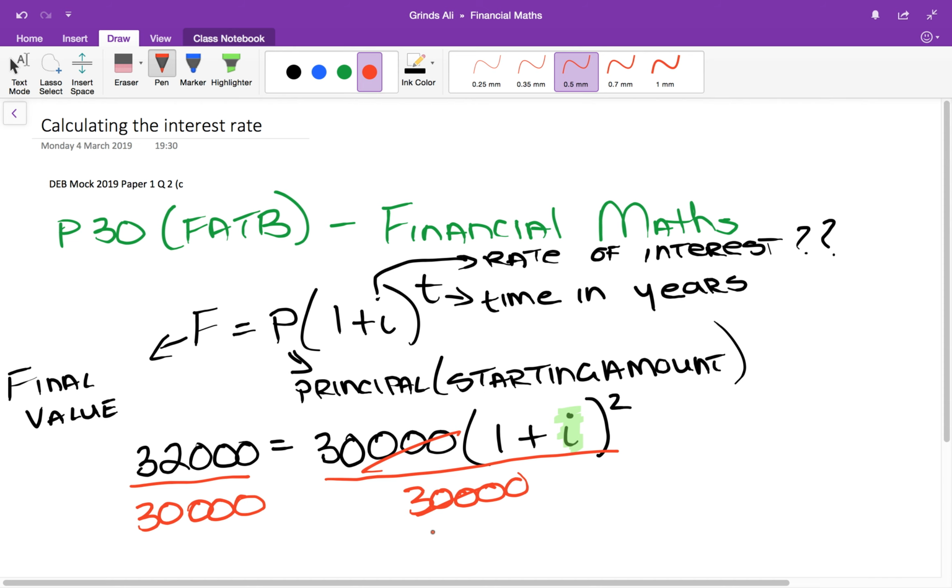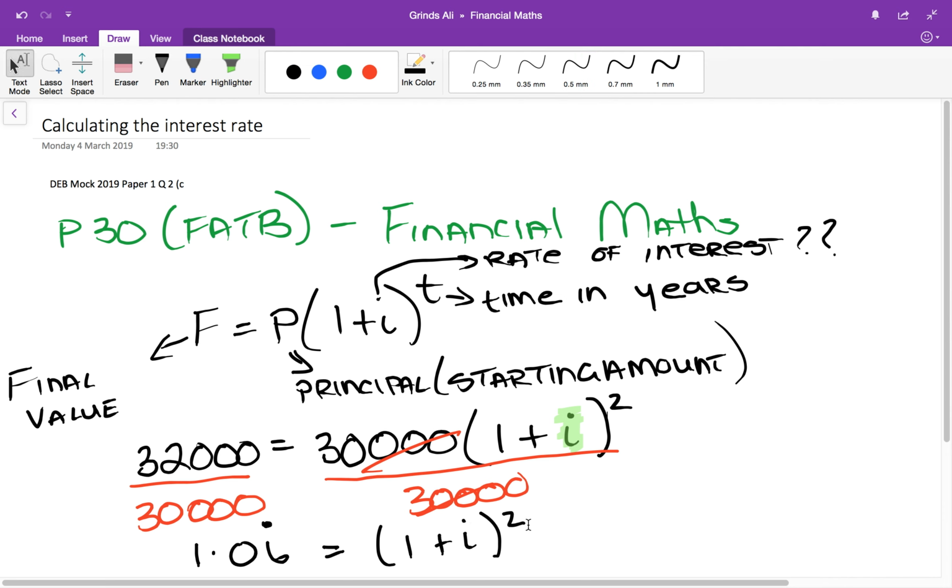Okay, so what is 32,000 divided by 30,000? 1.06. Is there any more decimal places? Recurring. Grand. So 1.06 recurring. I'll use that. And that equals (1 plus i) squared. Now, how do you get rid of a squared? Square root. Excellent. So I take a square root here, which will cancel out that. But if I do a square root on the right, do it on the left.